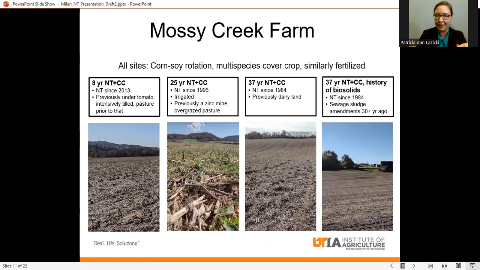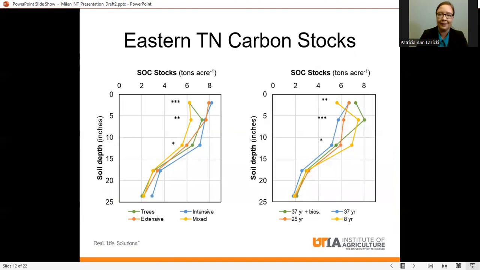And one of those had a history of biosolids application prior to when the farmer acquired it. So when we look at the carbon stocks, what you're looking at here is on the x-axis, that's the total carbon at each layer. And then on the y-axis here, that's the depth of soil going from the surface down to 2 feet.